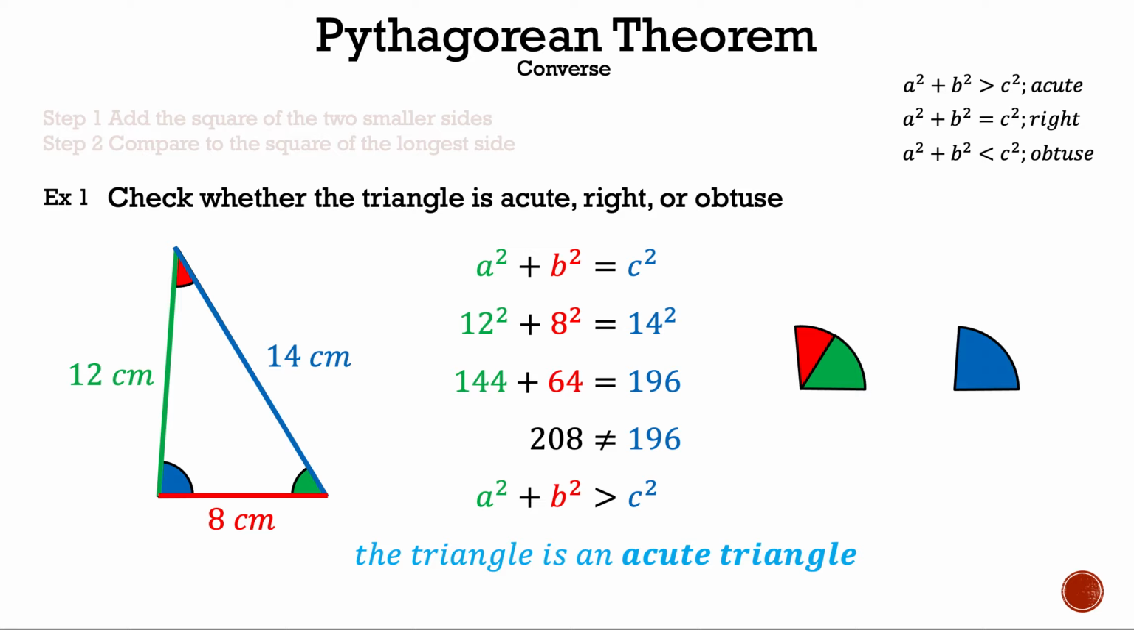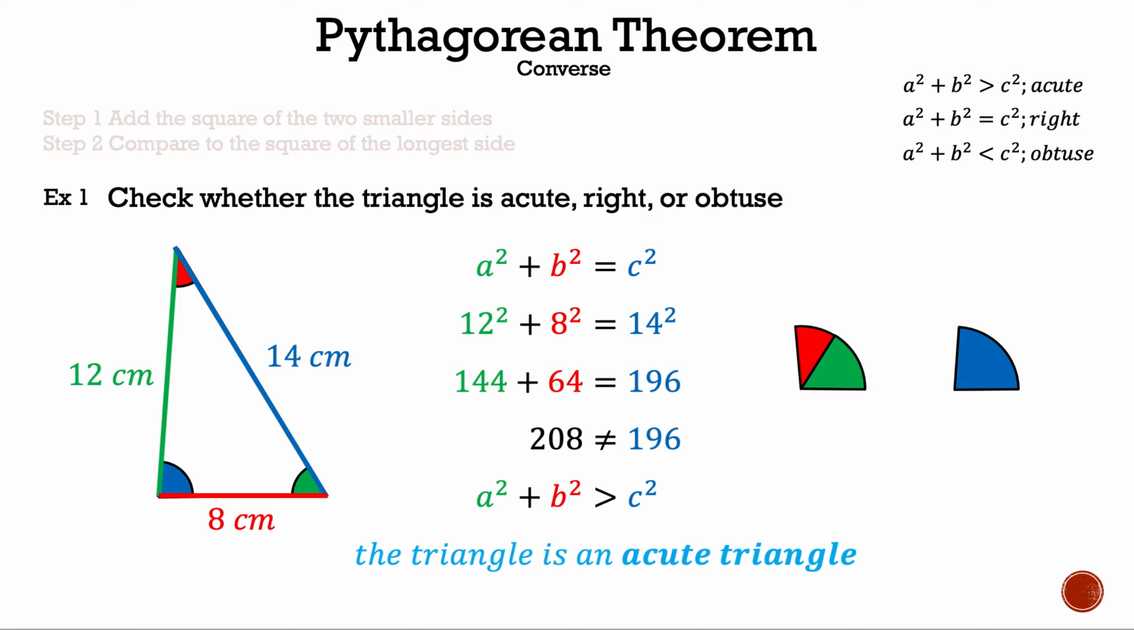Well, the green angle and the red angle are acute angles, and when we add them together, they form an angle that is greater than 90 degrees, which means the blue angle has to be less than 90 degrees, which means all three angles are acute, and that is why we have an acute triangle.